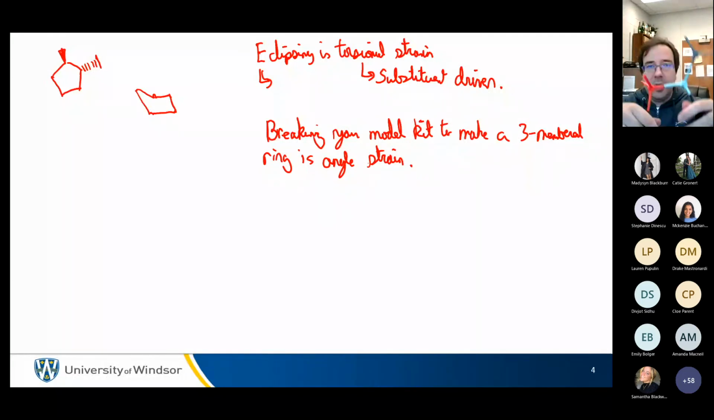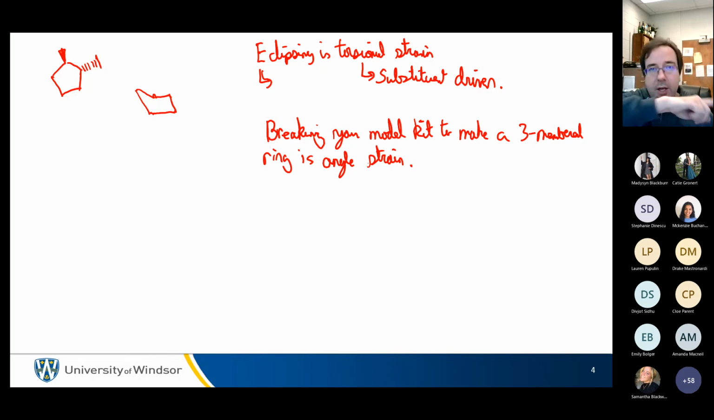So eclipsing is torsional strain. Breaking your model kit is angle strain. Yeah, and the 3-membered ring has massive torsional strain because everything's eclipsing everything in a 3-membered ring.